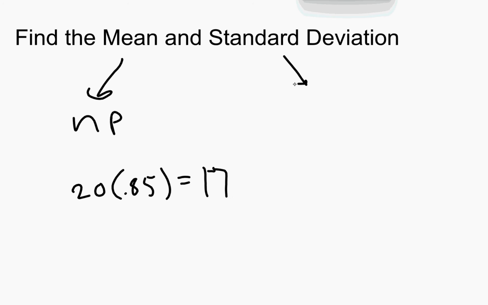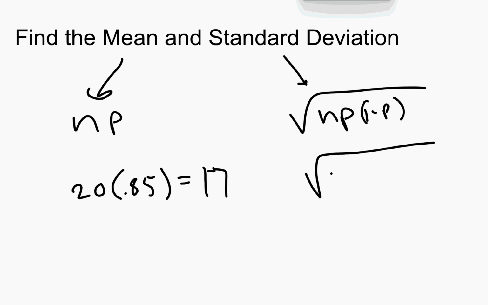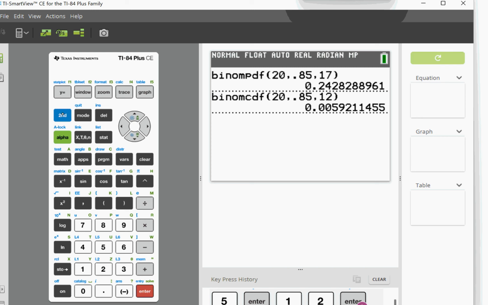Standard deviation is the square root of np(1 minus p). In our case, the square root of 20 times 0.85 times 0.15. Okay, and if we go over here, let's do that. Second, square root, 20 times 0.85 times 0.15. Enter. And standard deviation about 1.59.